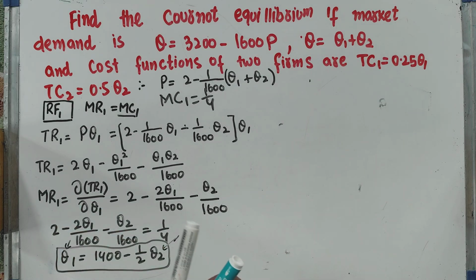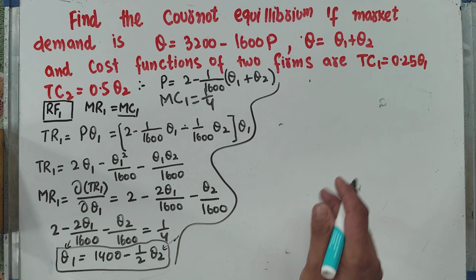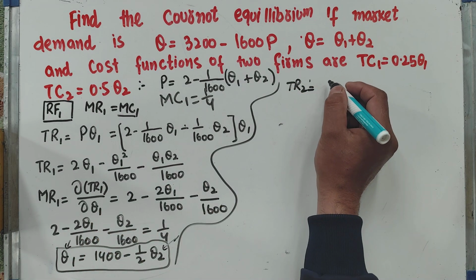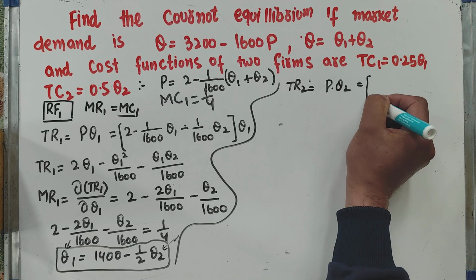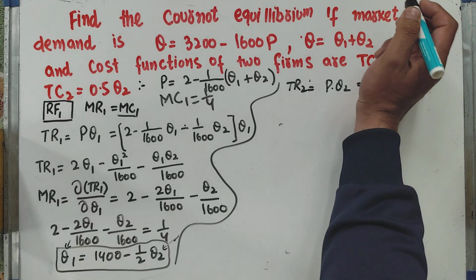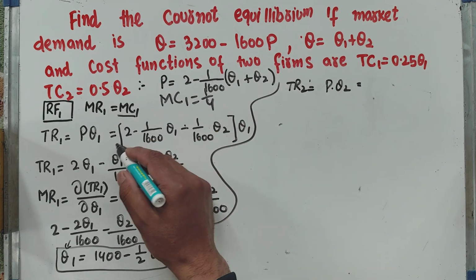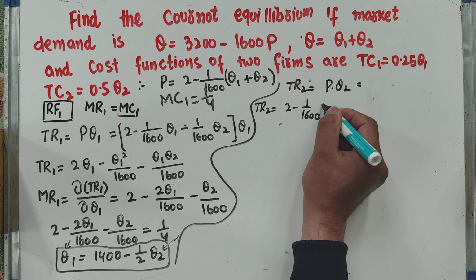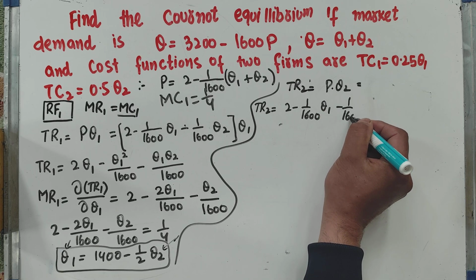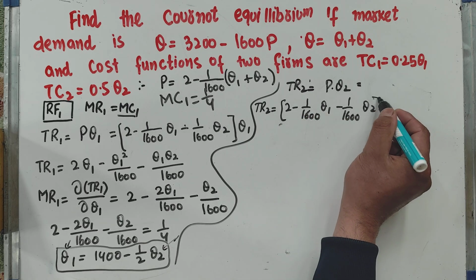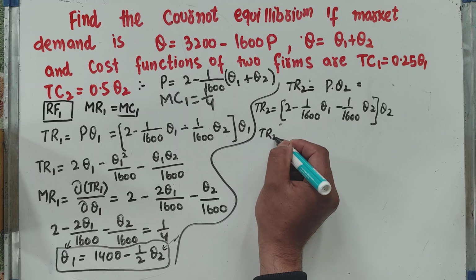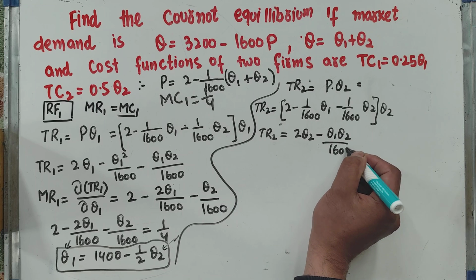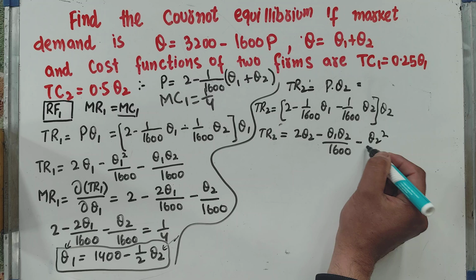Now we need to find out the reaction function of firm 2 also. So using the same technique, total revenue of firm 2 will be equal to P into Q2, which is 2 minus 1 upon 1600 times Q1 minus 1 upon 1600 times Q2. This time we multiply it by Q2, and we get total revenue of firm 2 equal to twice Q2 minus Q1 Q2 divided by 1600 minus Q2 square upon 1600.